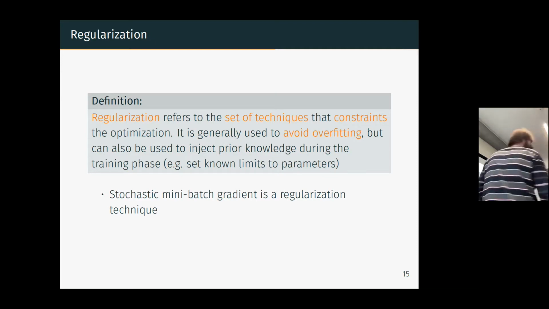And actually, we've seen a second regularization technique, which is stochastic gradient. Stochastic gradient is a regularization technique. Why? Because, as I showed you with stochastic gradient or minibatch gradient, you don't converge to the true minimum of the function, because each time you take the gradient of only a subset of the data, so you're not exactly in the right direction.